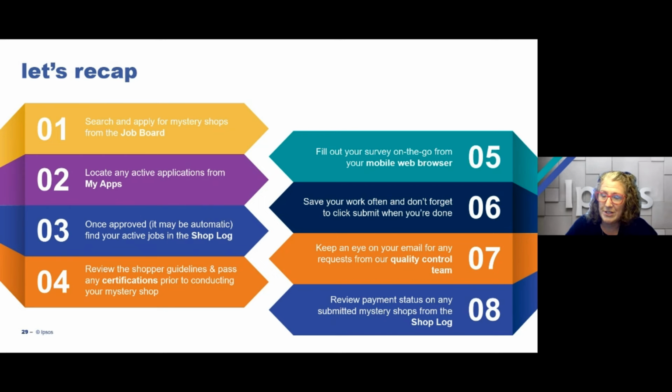You want to make sure that you're saving your work often in Sassie. It does time out about every 30 minutes. So every 10 minutes or so, just click save and then keep going. Make sure that you're watching for any emails from our quality control team that is looking for more information, so that you're fielding those in a timely manner and we can get your shop processed and paid.